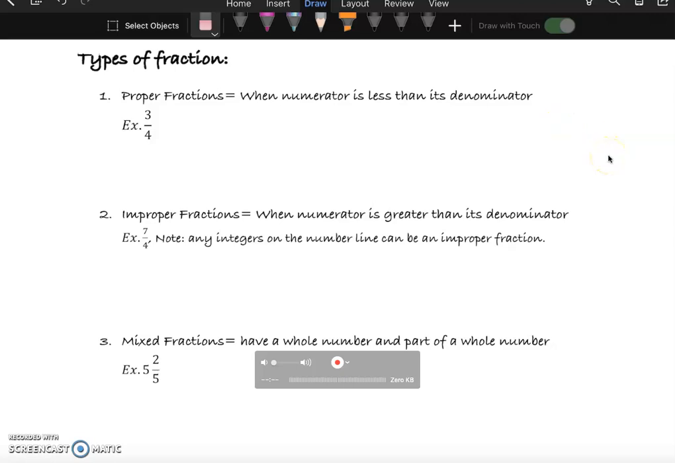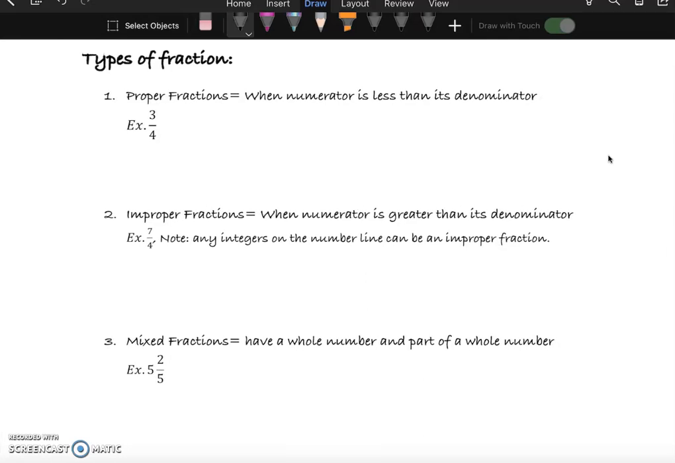Okay, in the earlier video we talked about fractions and how they look. In this video we're going to talk about different kinds of fractions. We have at least three different kinds of fractions. Number one is proper, number two is improper, number three is mixed fraction.